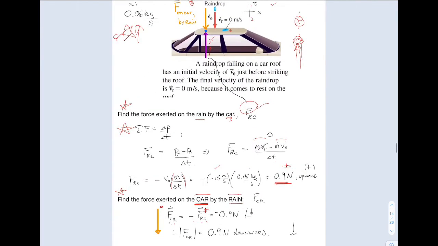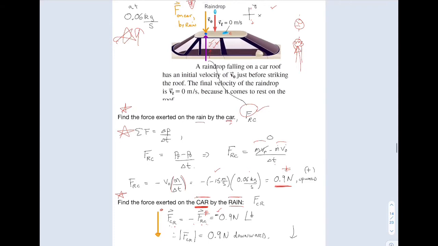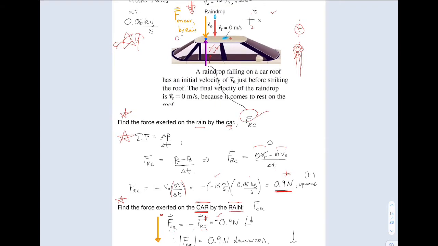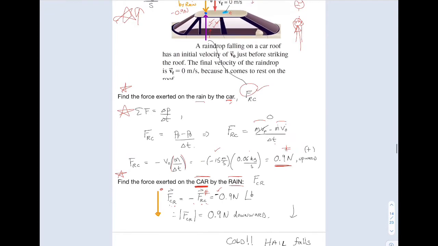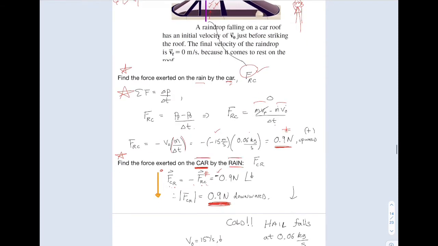Okay? And it's negative, so it points downward. So in this picture up here, the roof exerts that upward force, and due to the negative sign, the rain exerts that downward force. That's my minus 0.9 newtons. So the rain exerts 0.9 newtons of force on the roof of the car.